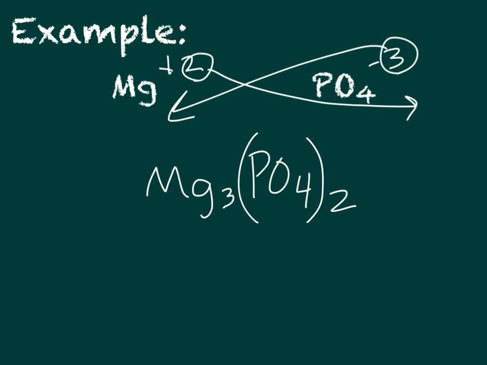around my polyatomic ion. Can 3 and 2 be divided by a common factor? The answer is no. So my final formula is Mg3(PO4)2.